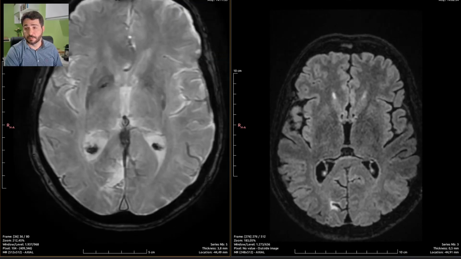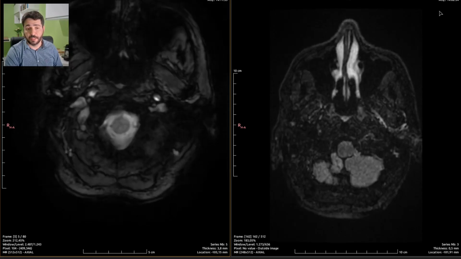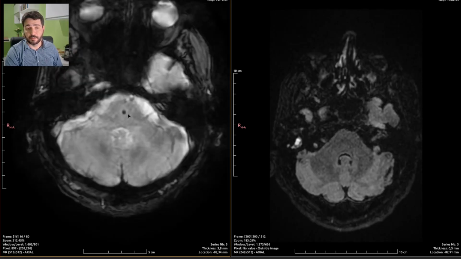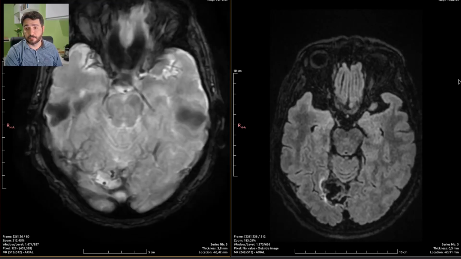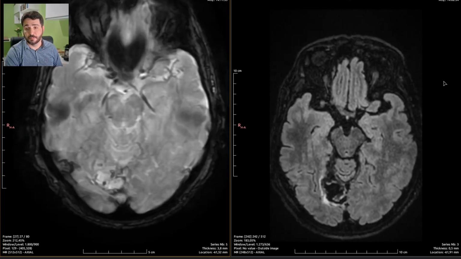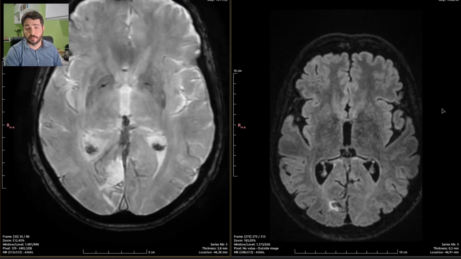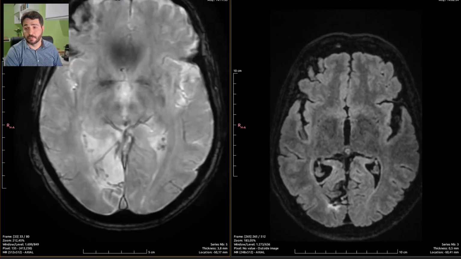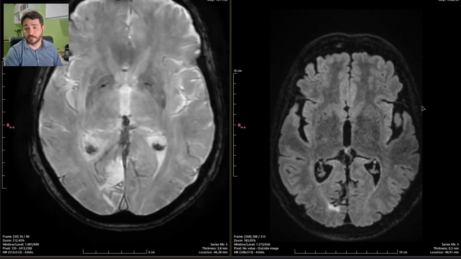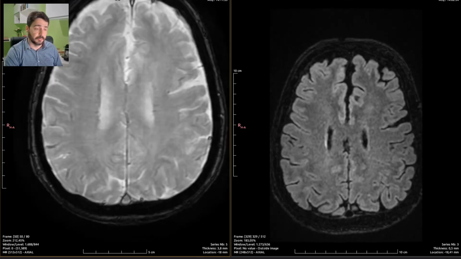Also, the choroid plexus are partially calcified. We have a tiny hemosiderin or mild calcification on the bones. Clearly normal. Globus pallidus is also affected. It's really common at this age.